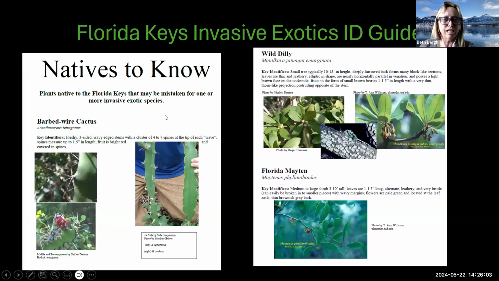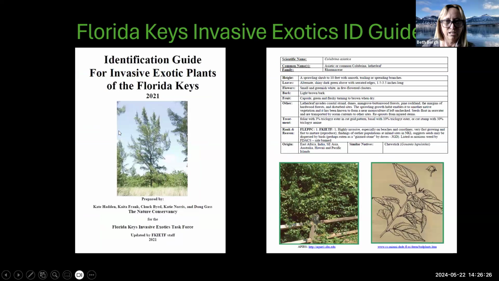One cool section is we've included natives to know, natives that could be easily confused with exotics. So for instance, barbed wire cactus could be easily confused. This is barbed wire cactus here, could be easily confused with Hylocereus. So we've done side-by-side comparisons.